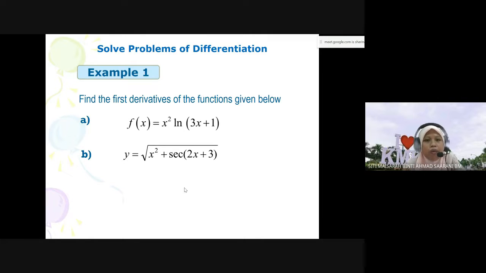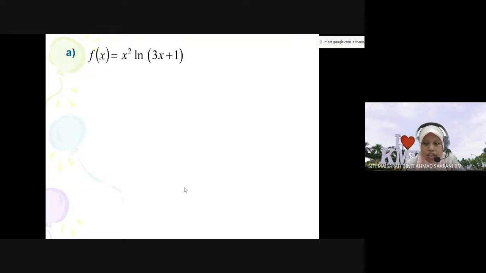Okay, example 1, find the first derivative of the function given below. The question A, f(x) equals to x square ln 3x plus 1. Okay, and then B, y equals to sec x square plus secant 2x plus 3. Okay, so kita tengok yang pertama, f(x) equals to x square ln 3x plus 1. Okay, kalau tengok kat sini kita punya combination dia antara x square dengan ln 3x plus 1. X square ni kita anggap dia sebagai polinomial. Ln 3x plus 1 ni adalah logarithm.